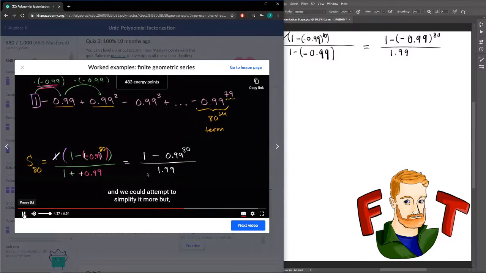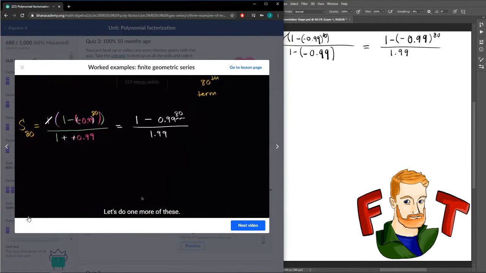1.99. And we could attempt to simplify it more, but if we had a calculator, we could actually find this exact value, or close value, actually. Most calculators don't give you the exact value when you take something to the 80th power. But this is what that sum is going to be.